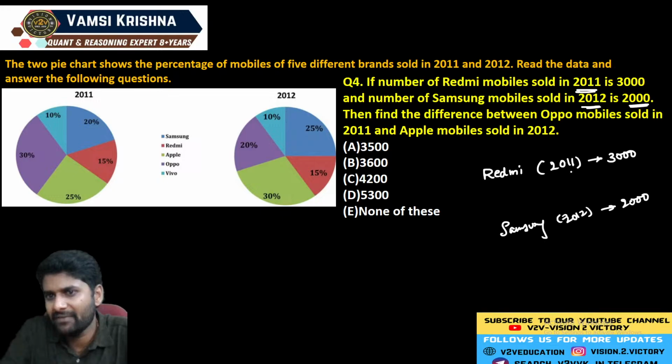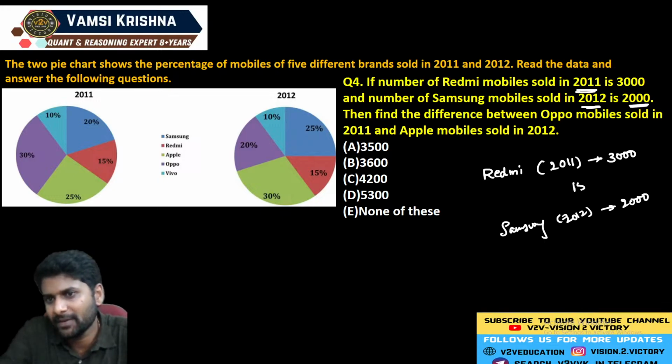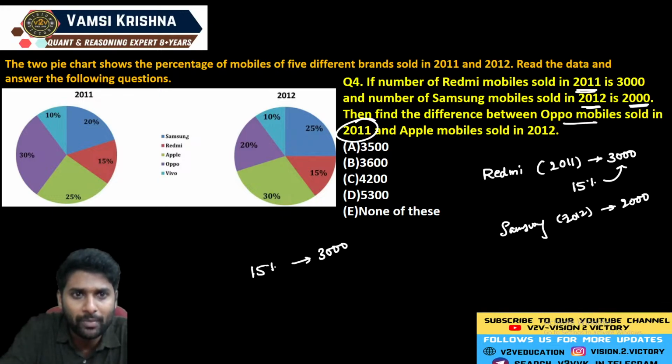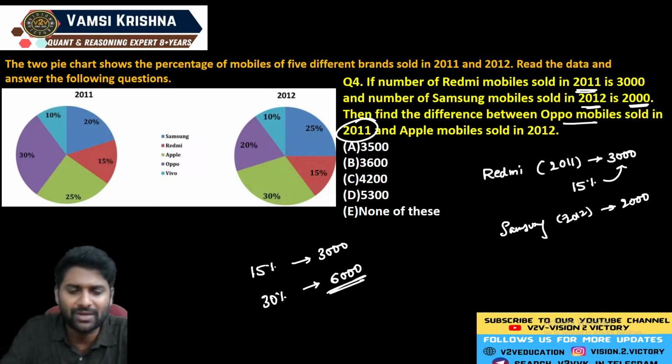See, first of all, we have Redmi here. In 2011, how many Redmi mobiles are sold? 15%. Guys, 15% is 3000. If 15% is equal to 3000, don't calculate the total value. We need Oppo mobiles sold in 2011. So in 2011, how many Oppo mobiles are sold? Oppo is 30%. Guys, 15% is 3000, so definitely 30% is 6000. That's enough. No need to calculate the individual values. It takes time.